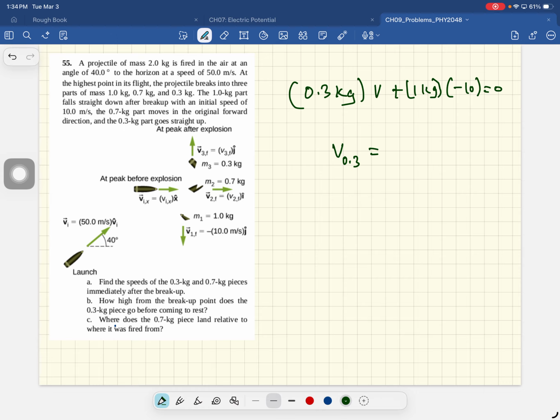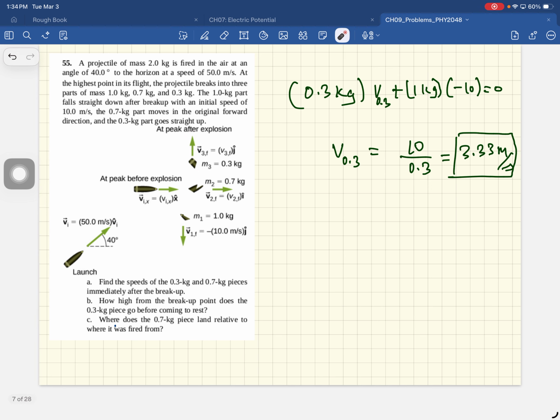So the height it will rise. You guys have seen this formula, h is v squared over 2g. So that's how high it'll rise. And that was 33 meters per second, squared, divided by 2 times 9.8 meters per second squared. Oh, this is 33 meters per second.